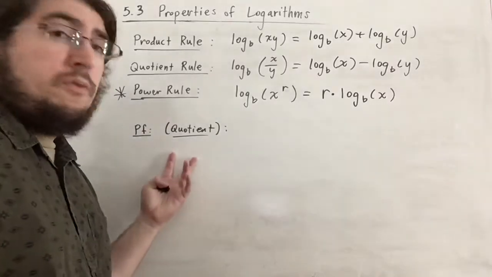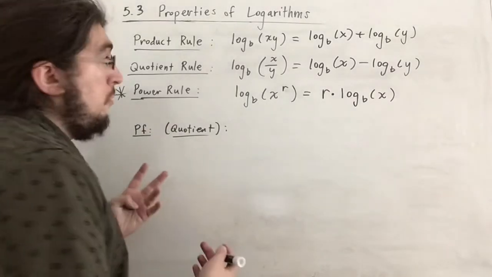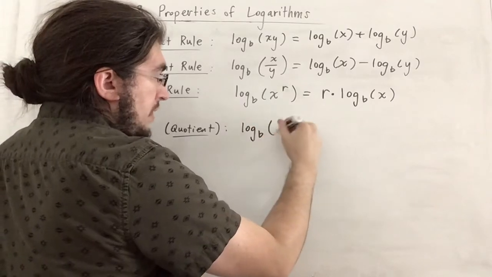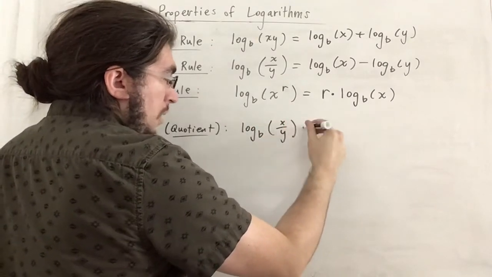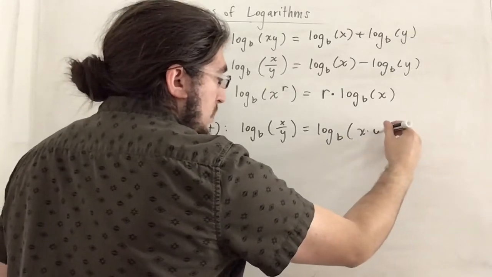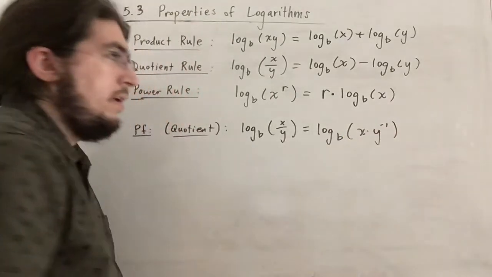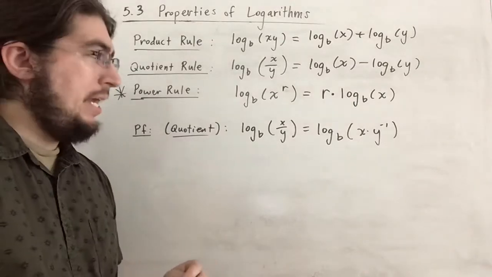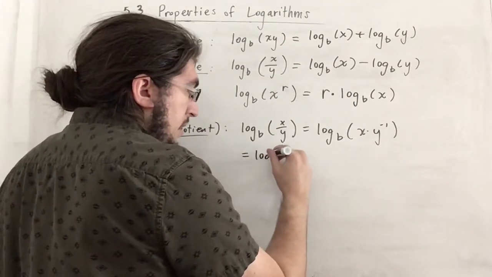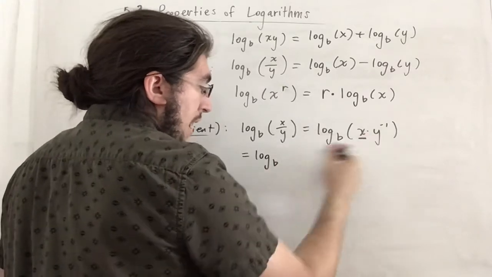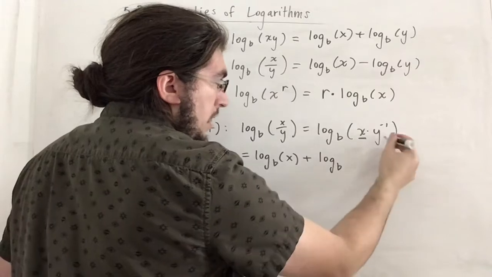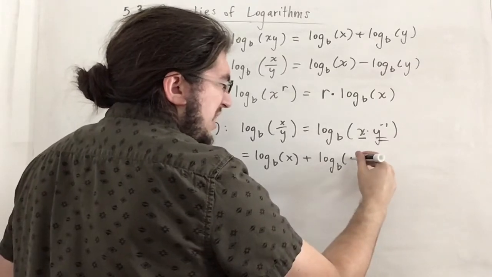Alright, so this is the proof of the quotient rule, assuming we know power rule and product rule are true. So we want to find out what log base b of x over y is, and what I was saying earlier is that we can write x over y as x times y to the negative 1. Hope we're okay with that. Now using the product rule, which we already established, this is log base b of x plus log base b of y to the negative 1.